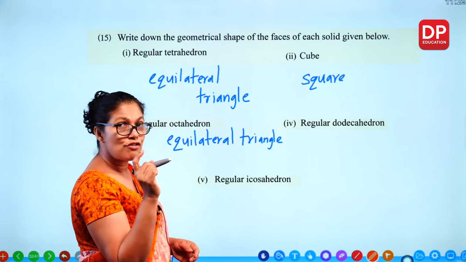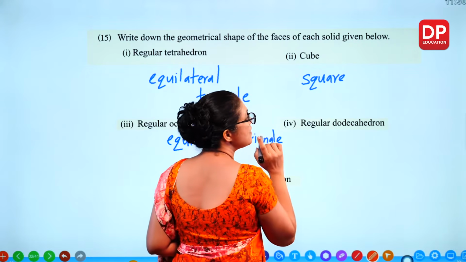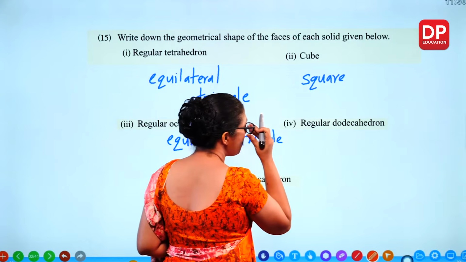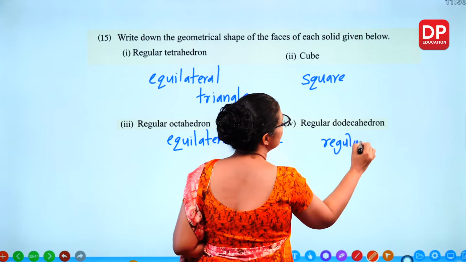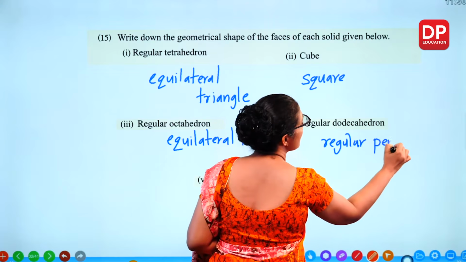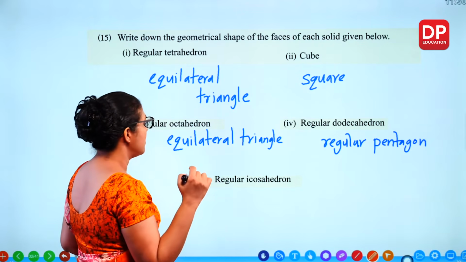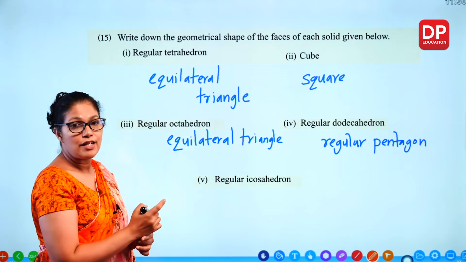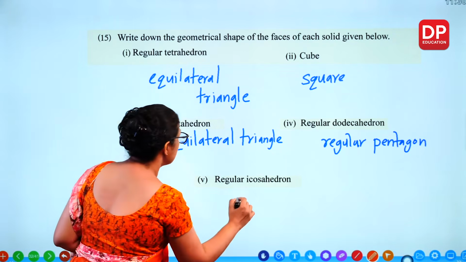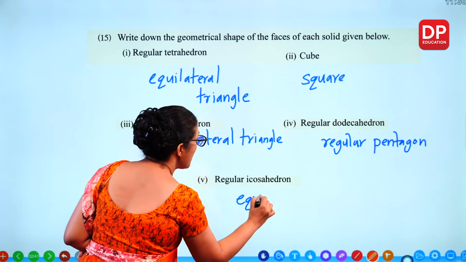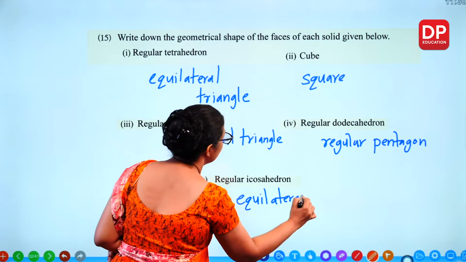Regular dodecahedron. Regular pentagons. So dodeca means 12. So 12 pentagons. And regular icosahedron means equilateral triangles. 20 equilateral triangles.